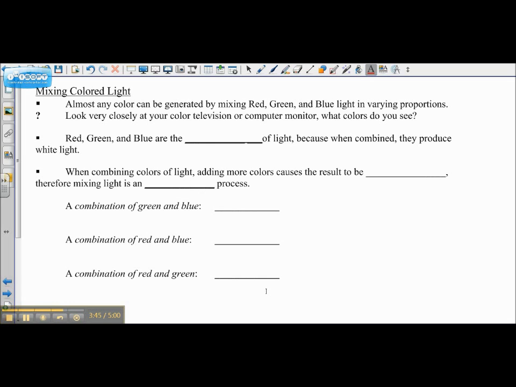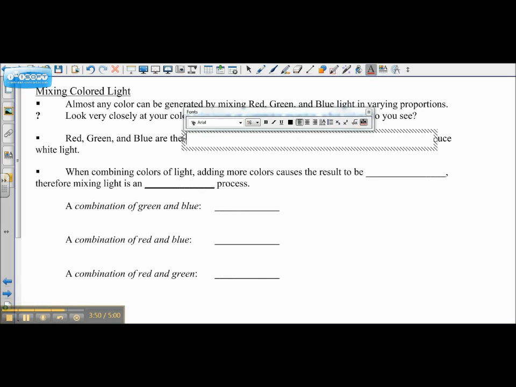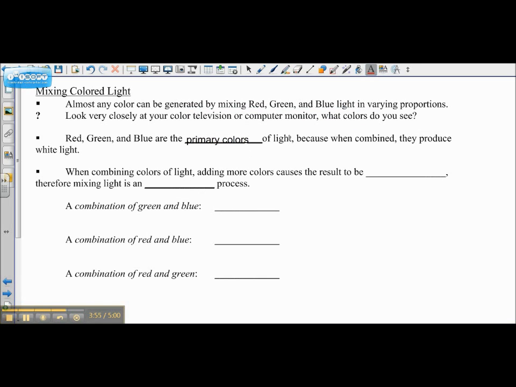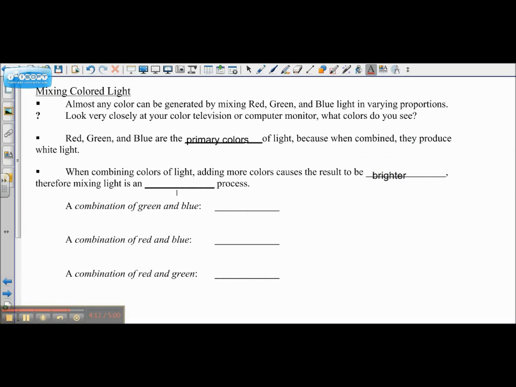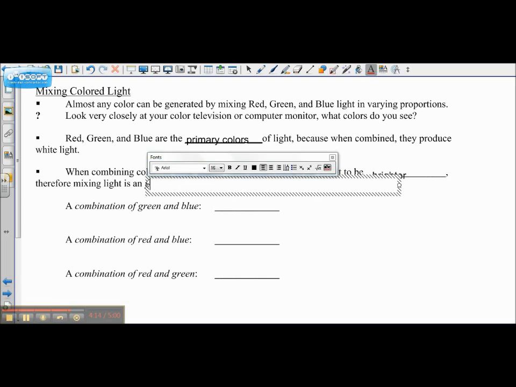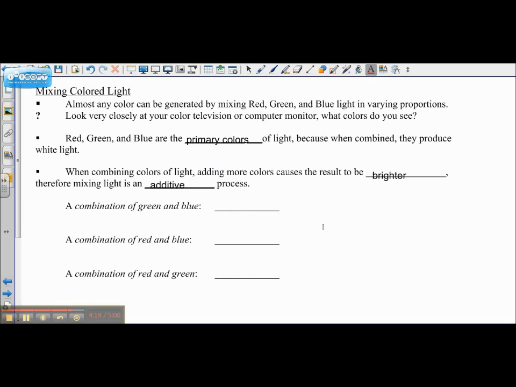The reason why is because red, green, and blue are the primary colors of light. That's because if we take red, green, and blue together, we will get white light. When you combine colors of light by adding them together, it becomes brighter. So light becomes brighter as you combine them. Therefore, mixing light is an additive process, which means you add them together to form a brighter color.